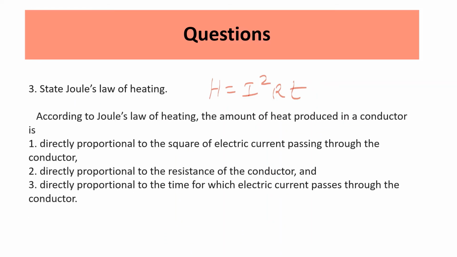According to this law, the amount of heat produced in a conductor is directly proportional to the square of the electric current passing through the conductor. The amount of heat is also directly proportional to the resistance of the conductor. Also, it is directly proportional to the time for which the electric current passes through the conductor. To state Joule's law of heating, please remember this expression H is equal to I squared RT.